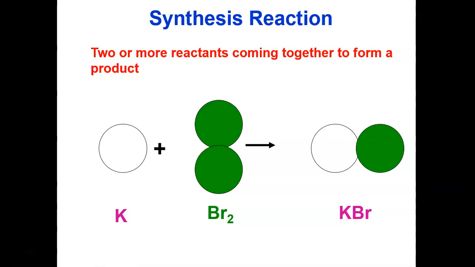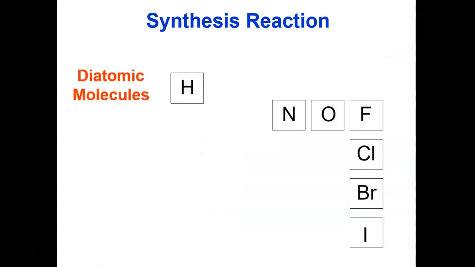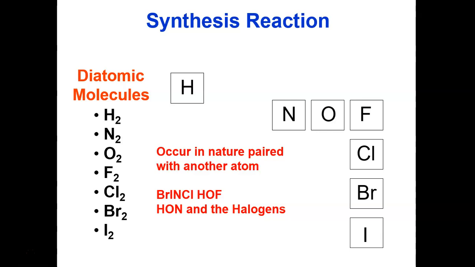All right, so let's talk about this Br2 issue. So we have something called diatomic molecules, and these are basically elements that when they occur as elements, they're always paired with another atom. So like hydrogen doesn't just exist as H, it exists as H2. And so this is a list of all of the diatomic molecules. You do need to know these.